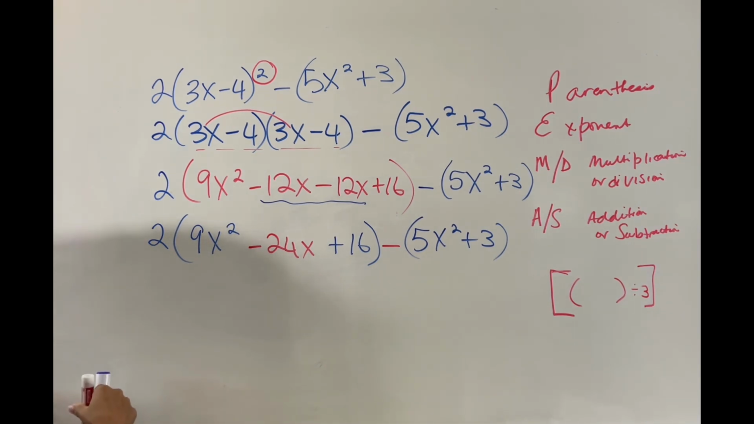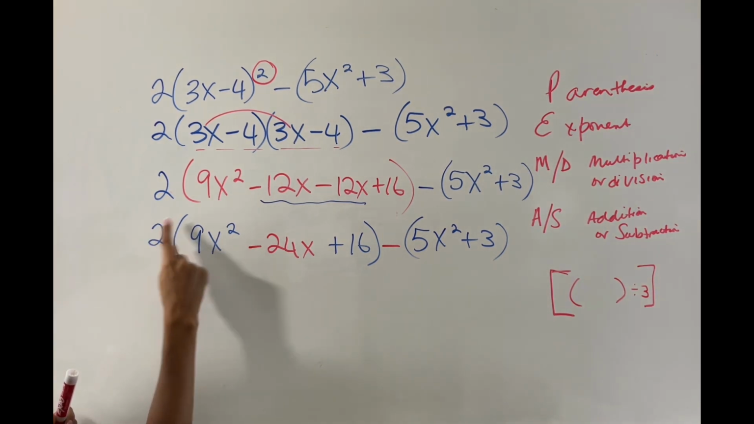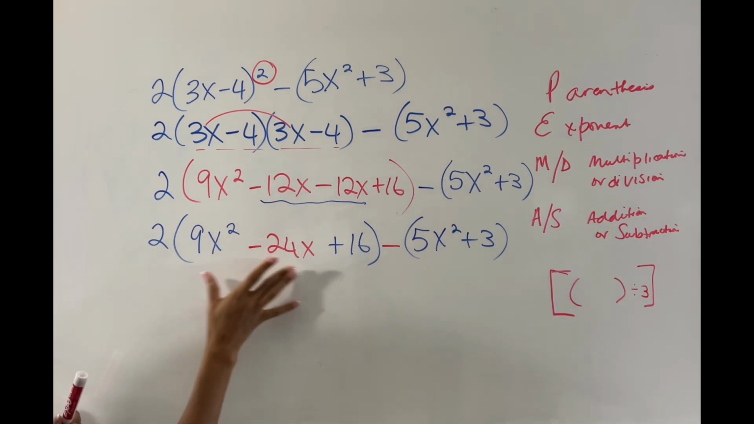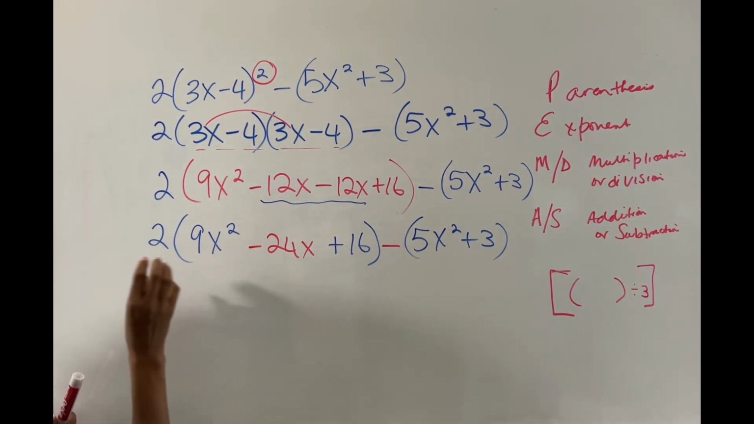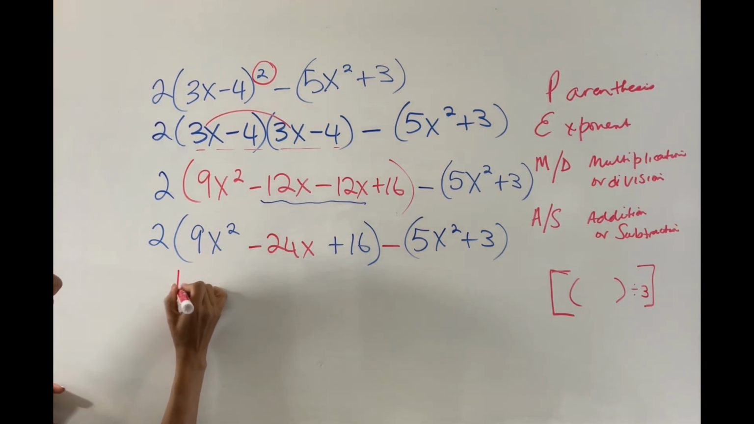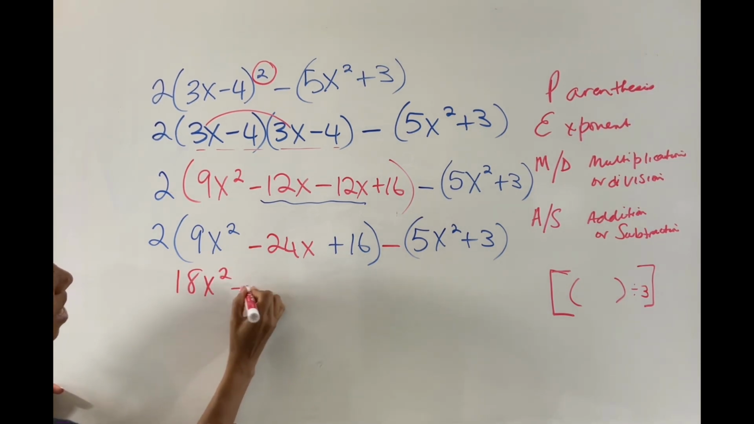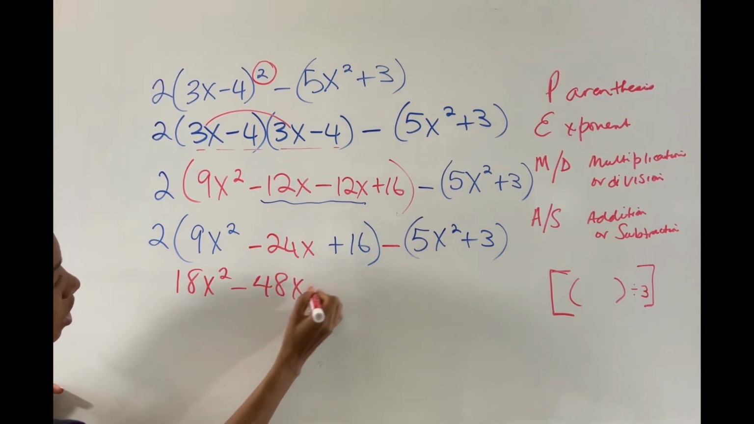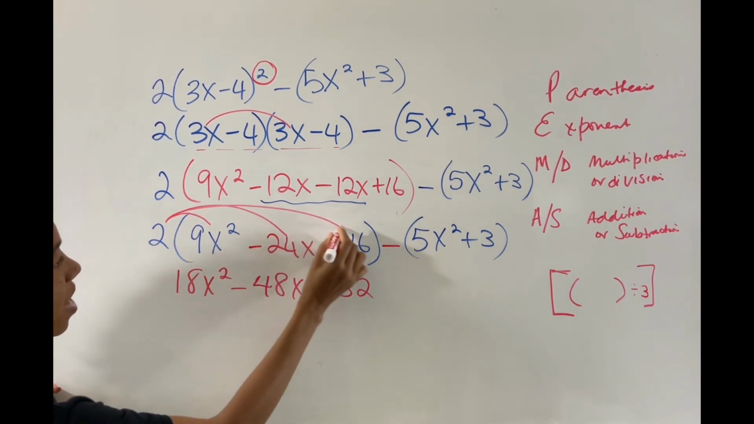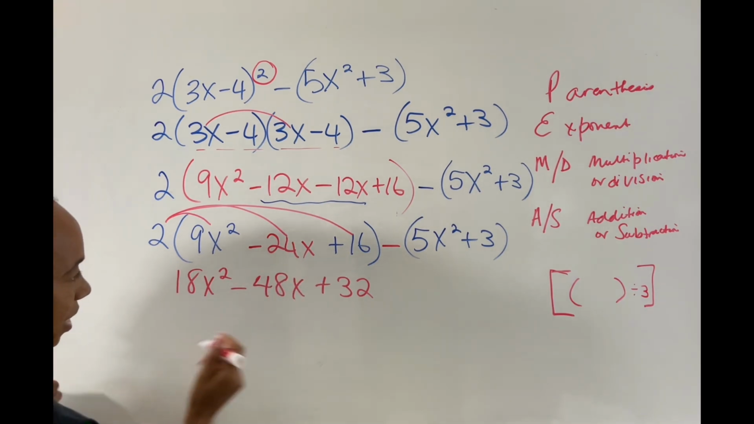Otherwise, you will end up with an incorrect answer, and I'm going to show you why you have to keep your parentheses there. Now we are going to apply the distributive property to this trinomial, because we cannot add all these terms together to get just one term. So I'm going to apply my distributive property here, and 2 times 9 is going to be 18x squared minus 48x plus 32, because we're multiplying each term by 2 using the distributive property.